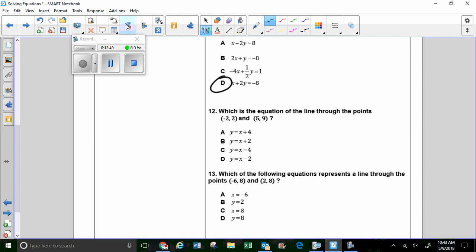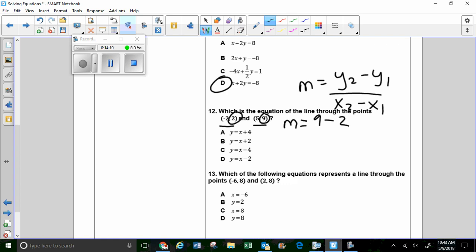Moving right along, it says which is the equation of the line between points -2, 2, and 5, 9. So I'm going to go ahead and get my slope first, and then find my y-intercept. So remember, slope is y2 minus y1 over x2 minus x1. So I'm going to take my second y and subtract my first y, and then take your second x and subtract your first x. Be careful though, I'm doing 5 minus -2, which I know makes it a plus 2. So that's going to get me 7 over 7 and a slope of 1.